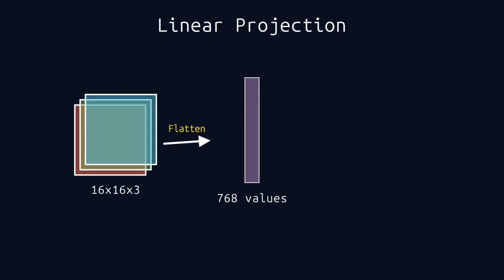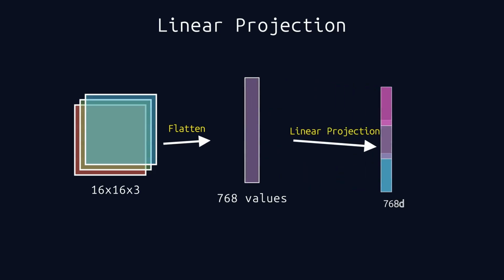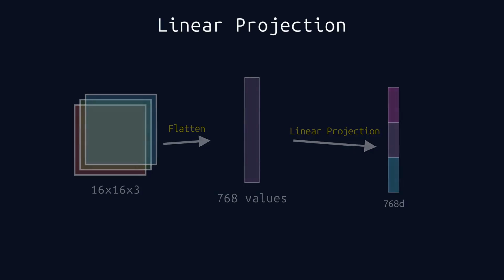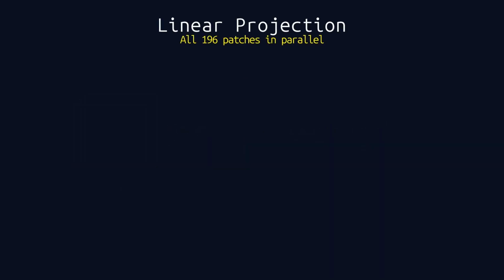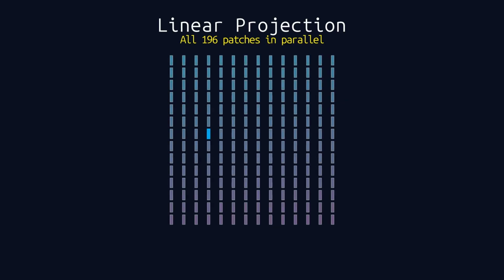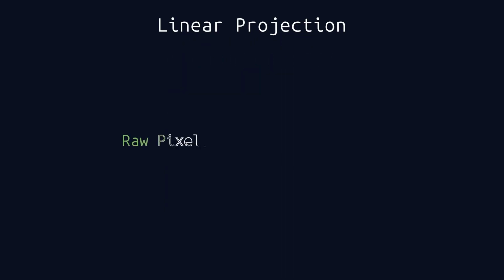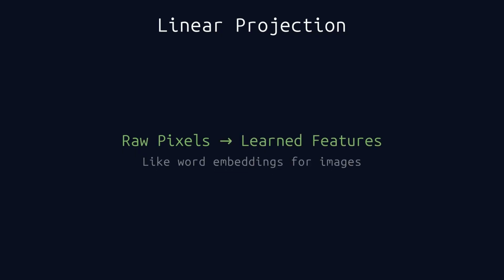into a line. Then we apply a learned linear projection, a matrix that transforms these raw pixel values into a rich embedding space. In ViT-Base/16 specifically, we project into 768 dimensions, though other ViT variants use different embedding sizes. This is similar to token embeddings in language models, but here we're learning to represent visual patterns instead of words. The network learns what features matter for understanding images.